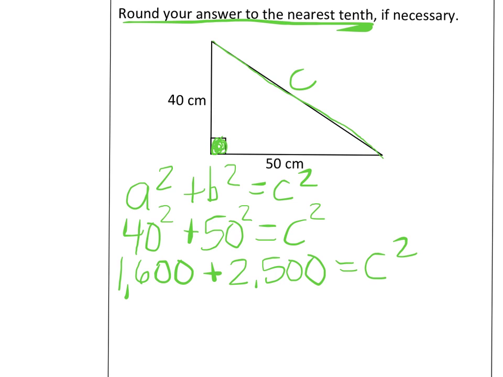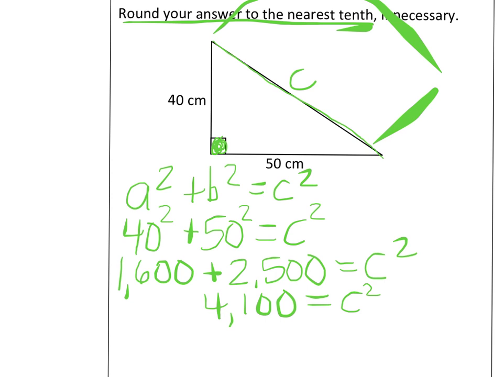If we add those two together, we know that the square on side c, its area, is 4,100. But really, that's not what we're trying to find. We're not trying to find this square over here. We're trying to find the actual measurement of just one of the sides, this side right here, side c. We have a tool in math that will do the opposite of a square. The opposite of a square is called the square root. So we're going to take the square root of 4,100 to find what the side of each side of that square is.